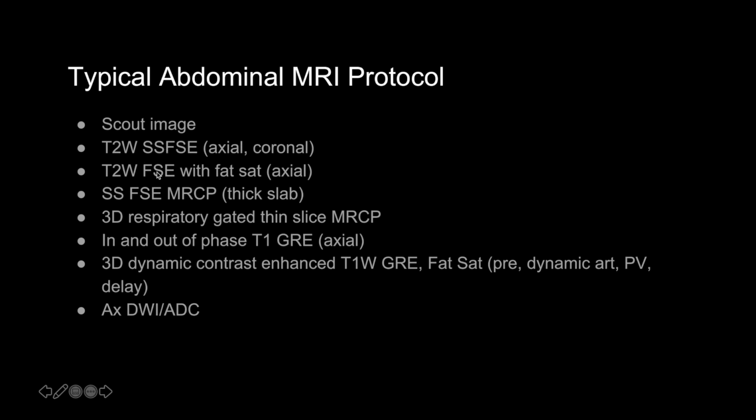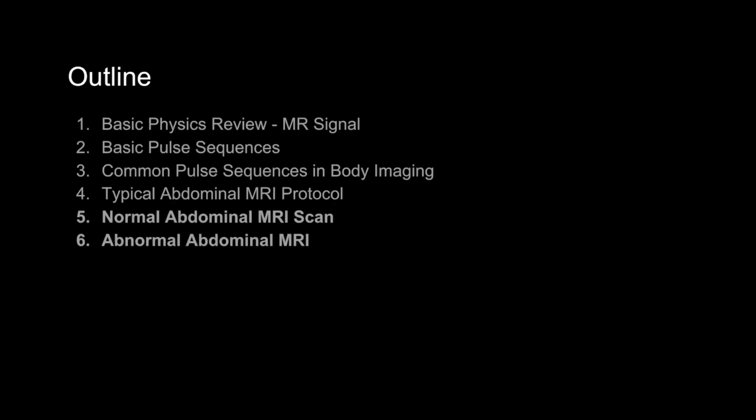So we have our T2 weighted sequences, our single shots, and our conventionals. We have our MRCPs that are looking at the ducts. We have our in and out of phase T1 weighted image. We talked about that in detail. And then we have essentially our pre and post contrast 3D T1 weighted images and our diffusion weighted images that we also discussed in detail. So you should understand what this means now when you look at all of these sequences, and this should be more clear after our discussion so far. So now let's look at normal and abnormal abdominal MRI scans and see what the images look like.